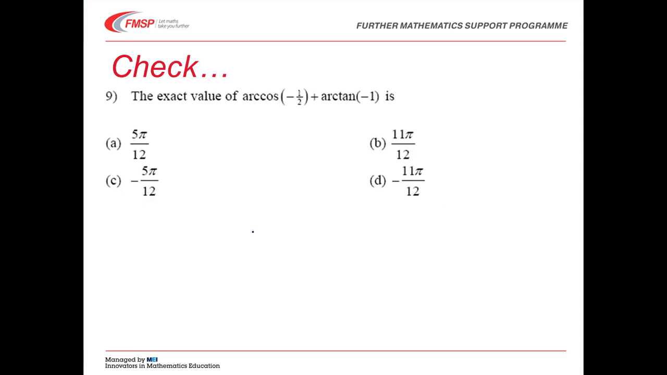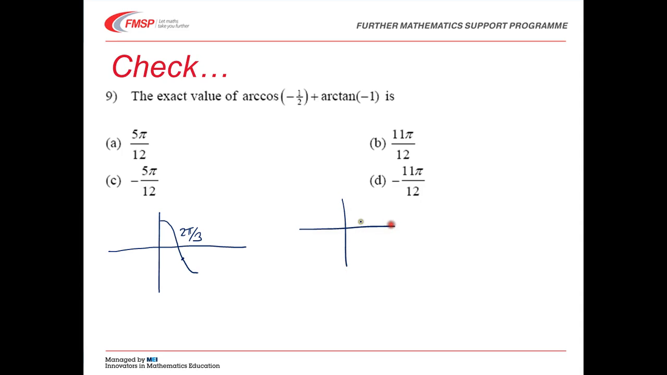And one more. Pause the video again while you work this one out. Okay, you could use a calculator, but it's perfectly possible to do these without. Arc cos, so let's think about what the cos function looks like. When is it minus a half? It's minus a half here, which is 2 pi over 3.